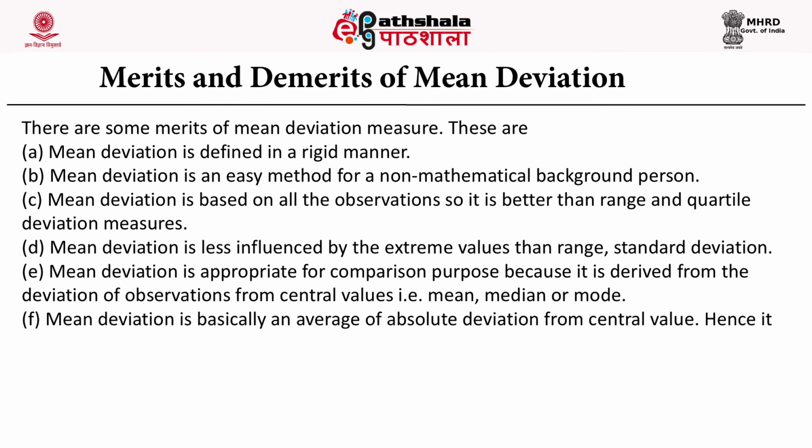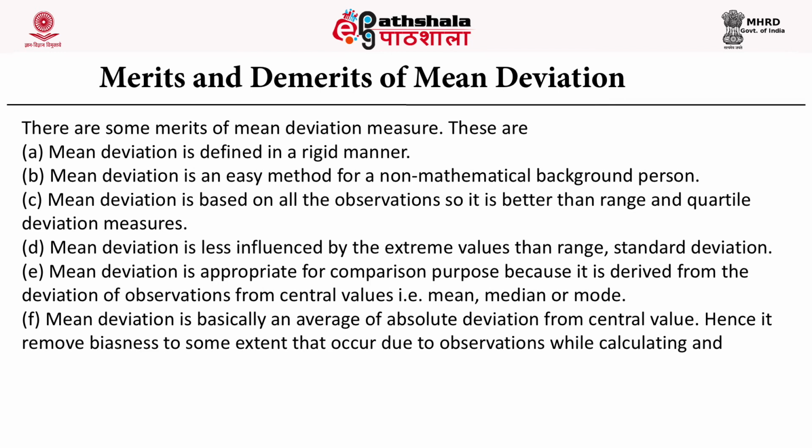Mean deviation is appropriate for comparison purposes, but it is derived from the deviation of observations from center values, that is mean, median or mode. Mean deviation is basically an average of absolute deviation from the center value. Hence, it removes bias to some extent that occurs due to observations while calculating and provides accurate values for dispersion.